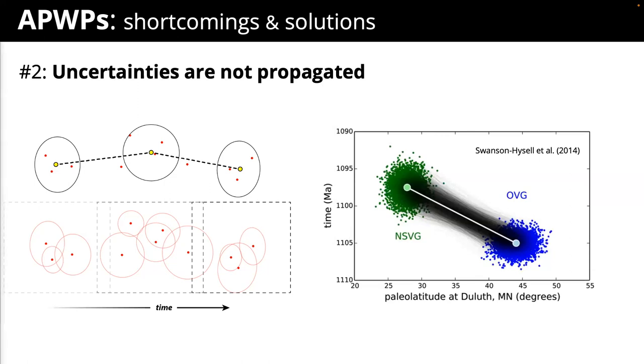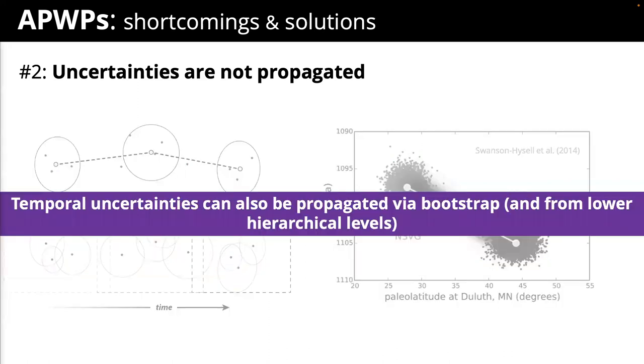Dawei talked about this. Here's some even earlier work from Nick's group. In this case, they're just comparing a set of paleopoles in order to infer the latitudinal drift rate of Laurentia. But here they're drawing by Monte Carlo approaches, both from the temporal and spatial uncertainties on a pair of poles in order to infer not only the rate of drift, but also what are the uncertainties on that rate of drift. So we can do the same thing with our apparent polar wander paths. Temporal uncertainties can also be propagated via bootstrap and also from any lower hierarchical level.